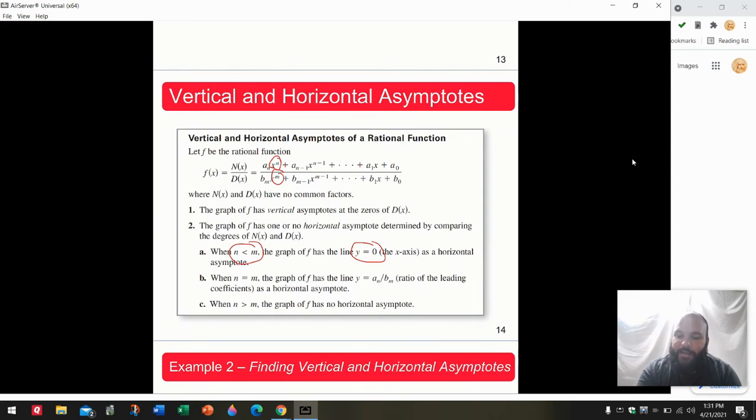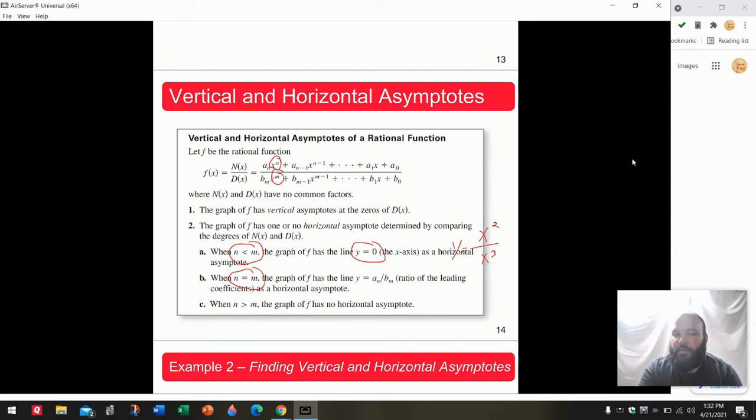The second case is if the degree of the top and the bottom are the same. Let me back up for a second. What am I saying when the degree of the top is less than the bottom? If you had something like x squared over x to the third, the top degree is smaller than the bottom. Therefore, if I made it y equals, this function would have a horizontal asymptote at y equals 0.